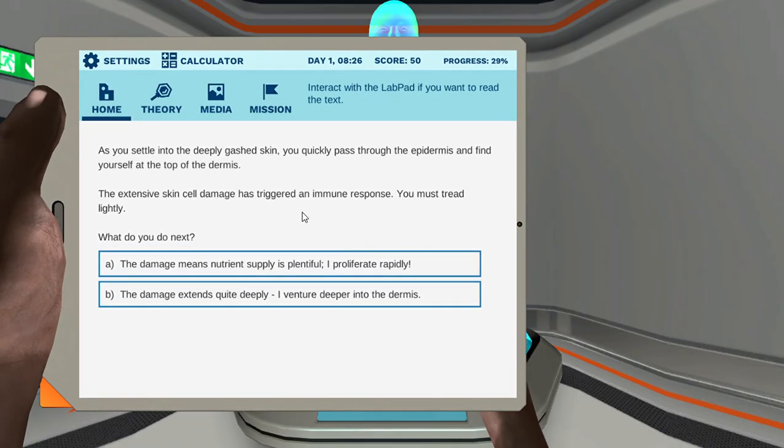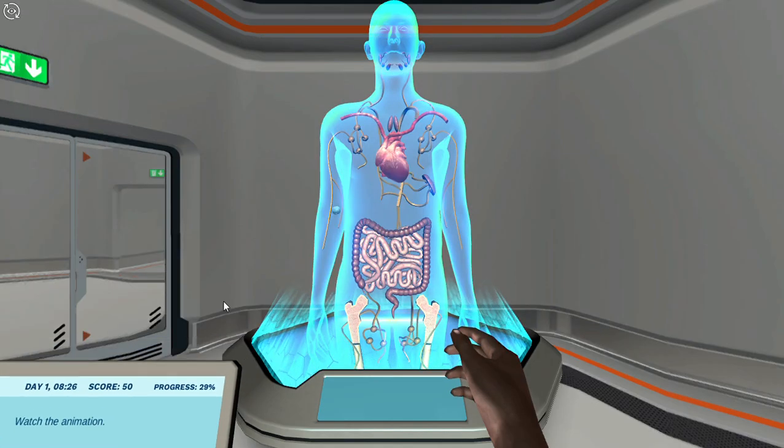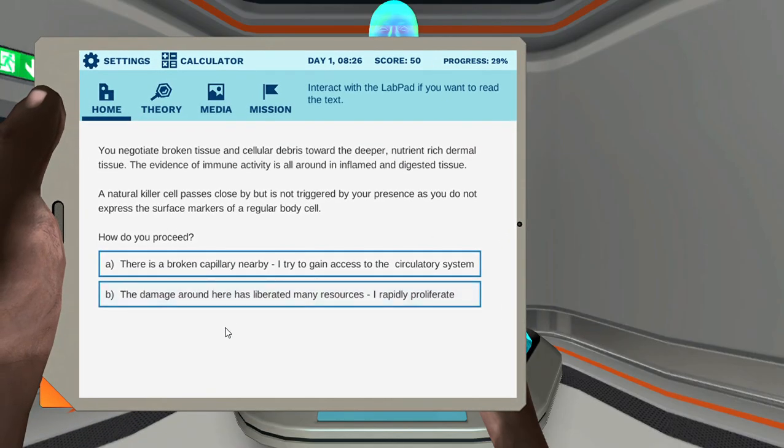As you settle into the deeply gashed skin, you quickly pass through the epidermis and find yourself at the top of the dermis. The extensive skin cell damage has triggered... You negotiate broken tissue and cellular debris toward the deeper, nutrient-rich dermal tissue. The evidence of immune activity is all around in inflamed and digested tissue.